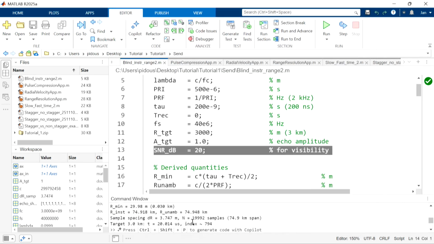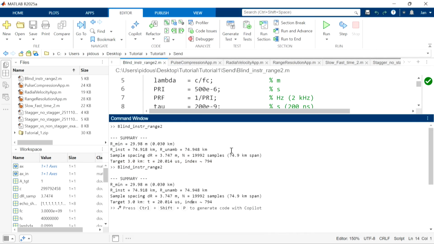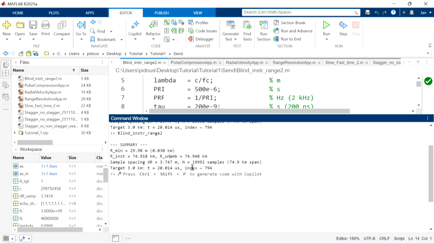And now the command window shows you all results just to be comfortable: minimal blind zone, instrumental zone, sample spacing, target. It is the time delay of the target. It is t but not tau, but never mind. Which index of sample, and that is all. And you can just run it.